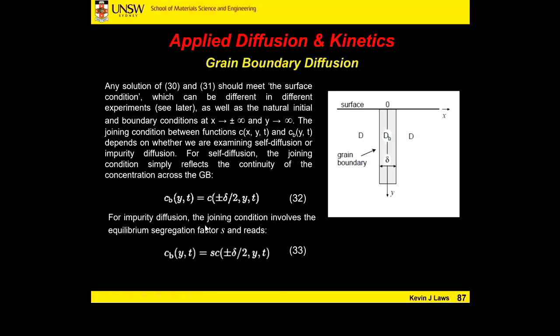For impurity diffusion, the joining conditions involve the equilibrium segregation factor, S. It's basically the same equation here, but we've also got this little fudge factor, which accounts for differences in diffusion, coupling ability, chemistry, things like that, of an impurity element, which starts to alter our equilibrium. So it's fairly straightforward and simple, how we're looking at these things.